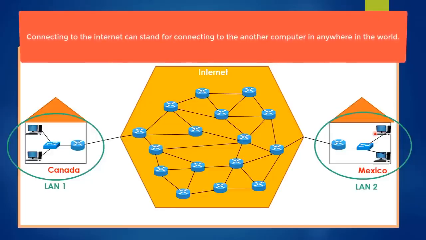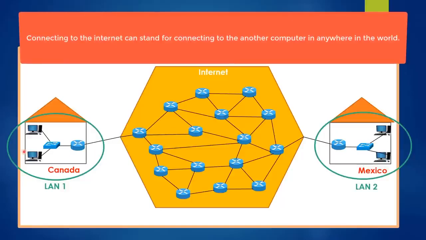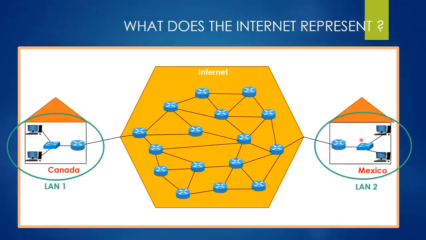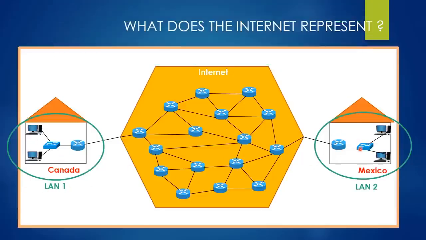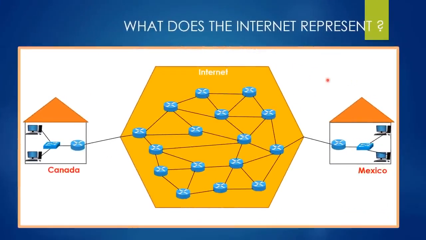I mean, you can think of the internet as the structure that connects all the LANs all over the world. I want to repeat this again. You can think of the internet as a structure that connects all the LANs all over the world. And as you know, there are millions of LANs connected to the internet except these LANs. Wonderful. I hope that everything is good so far, but there's a thing that we need to consider.